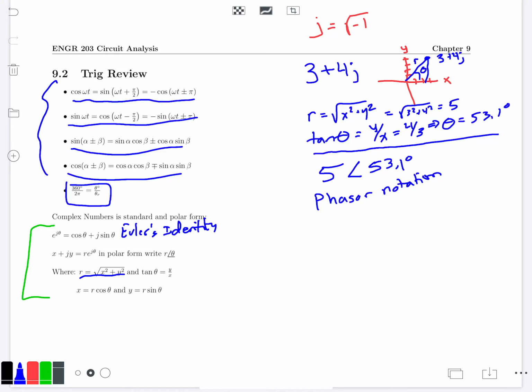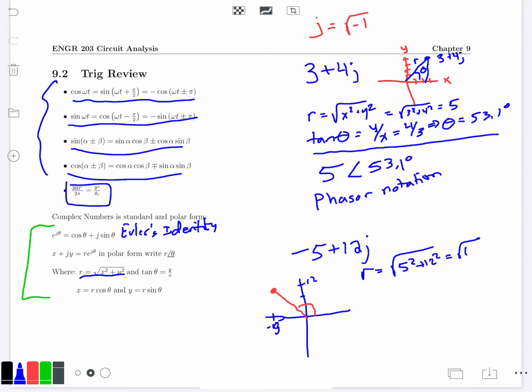Now, what if I had something like the following? What if I had -5 plus 12j? Let's go ahead and convert that into phasors here. So I'd go -5 and up to 12, and I get my number over here. The reason I'm doing this example is I can find my r with the same formula, and we're going to get 13 here. Then I do my tangent theta is y over x, 12 over -5.